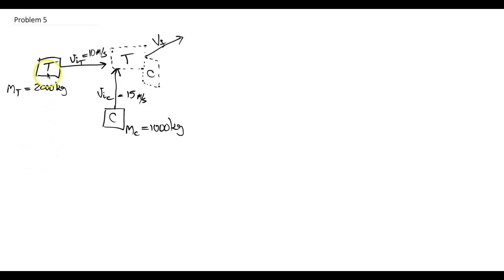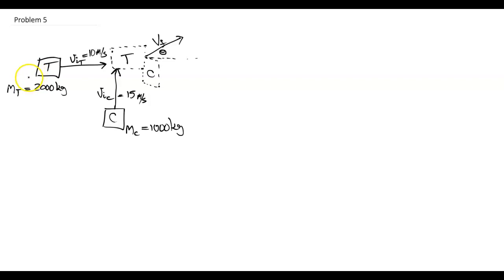In the next problem, we have a truck that's moving east with 10 meters per second, and a car moving north with 15 meters per second. They collide, they stick together, and they start moving along the path of the final, which makes an angle theta with the horizontal. And we want to find out the momentum.